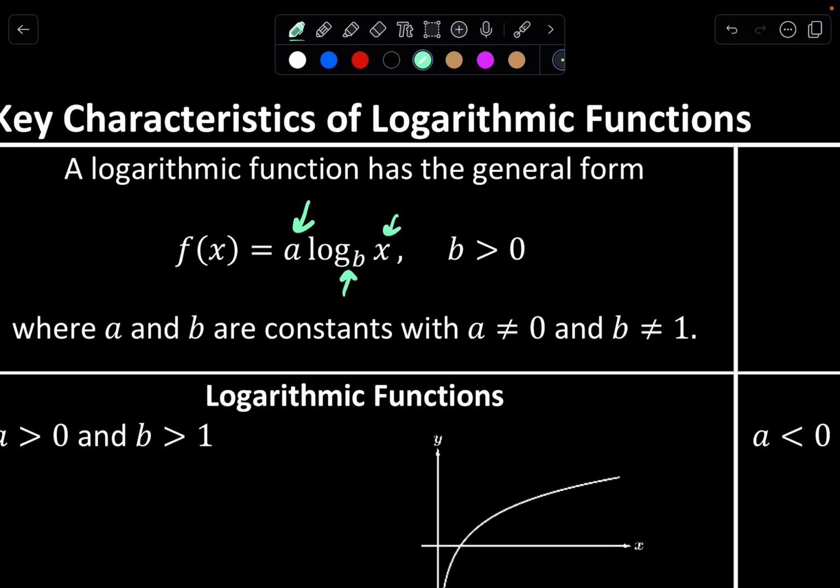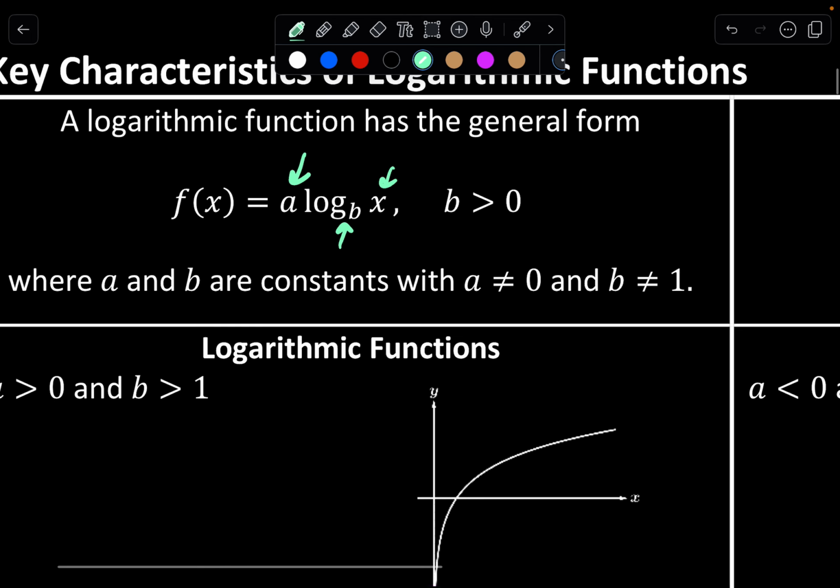So this is where a and b are constants. A cannot equal 0 because then it just goes away, and b cannot equal 1. Basically, what this means is if our b is equal to 1, there's nothing that we can raise 1 to the power of to change it being 1. So no matter what x is, that will always be 1. So if you have like log base 1 of anything, the output will always be 1. So we just end up with a straight line, which means we are no longer evaluating a log, we're just evaluating a constant. Okay, so that's why that restriction is there.